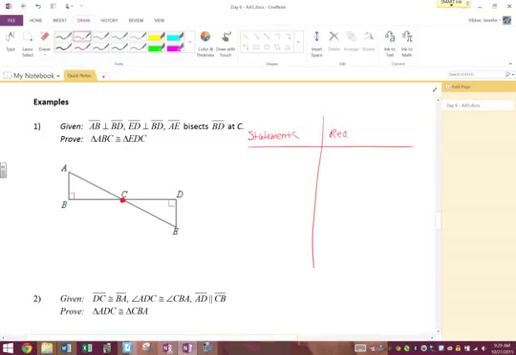We have reasons. And my first clump of statements comes from the givens. So take a second while I'm doing so and rewrite your givens. AE bisects BD at C. Given. Okay, so I've rewritten the givens.